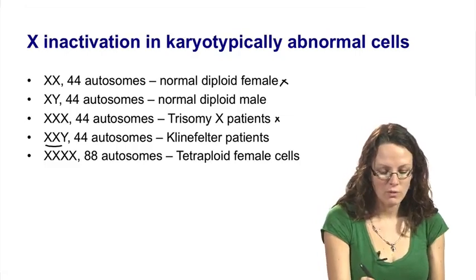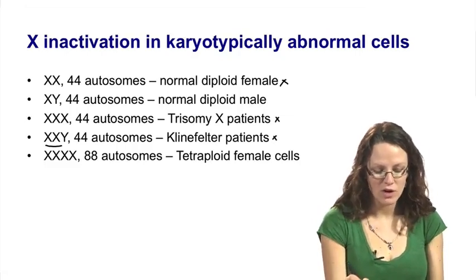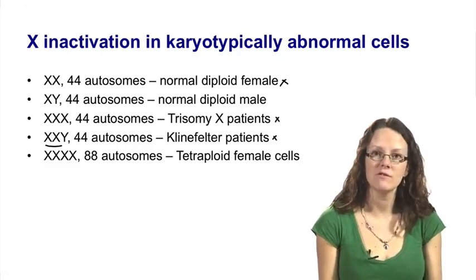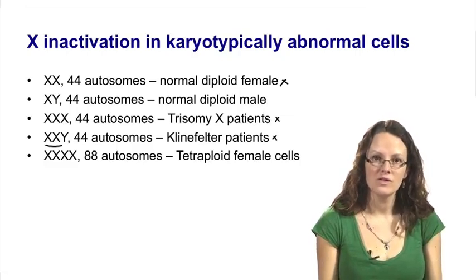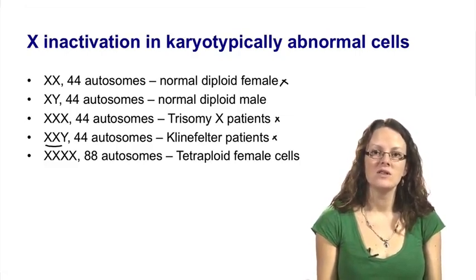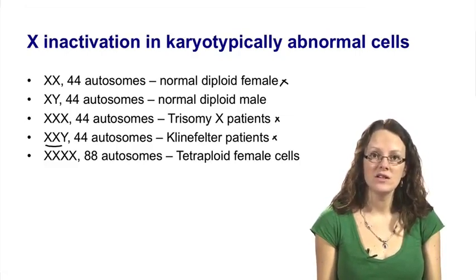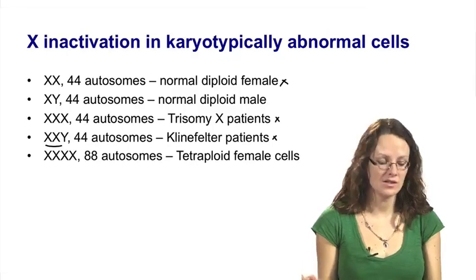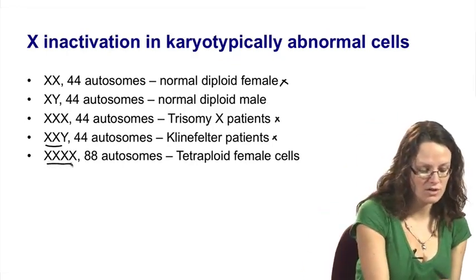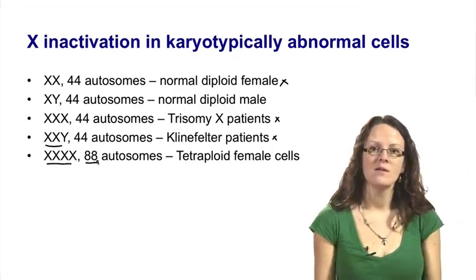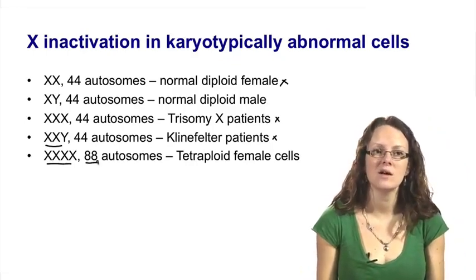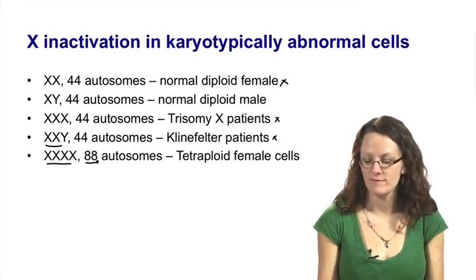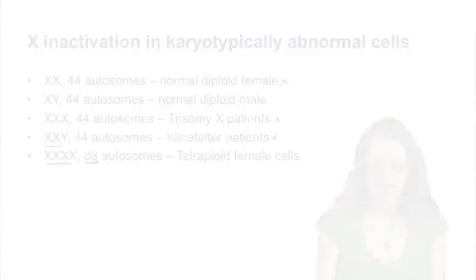And finally, an additional type that was studied were tetraploid female cells. These aren't from patients, but what they found was that in the dish, if you had cells that instead of having a diploid content, but instead had doubled all of that, so now they had 4 X chromosomes and 88 autosomes, by looking at each of these and counting the number of Barr bodies, they were able to learn something about X inactivation and make their proposals.